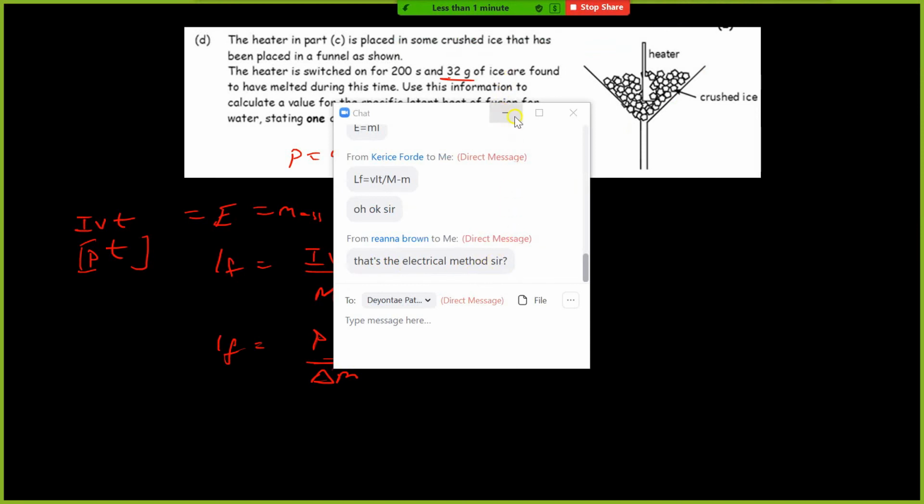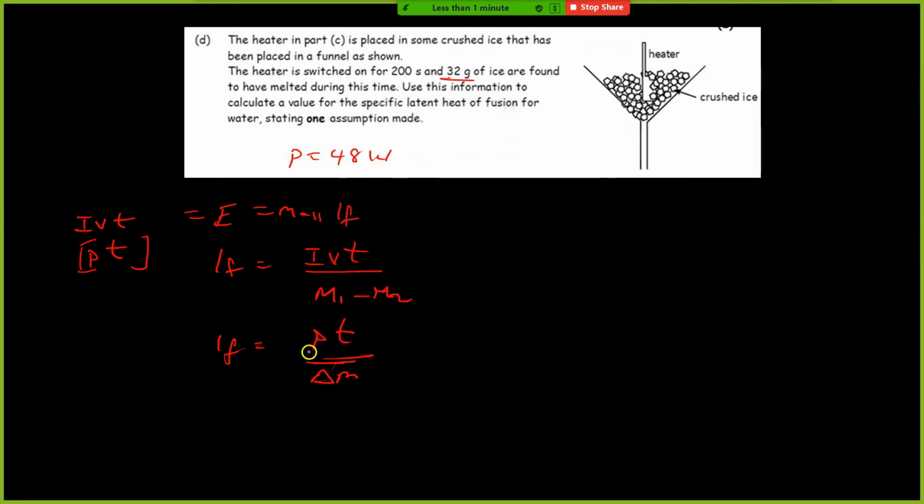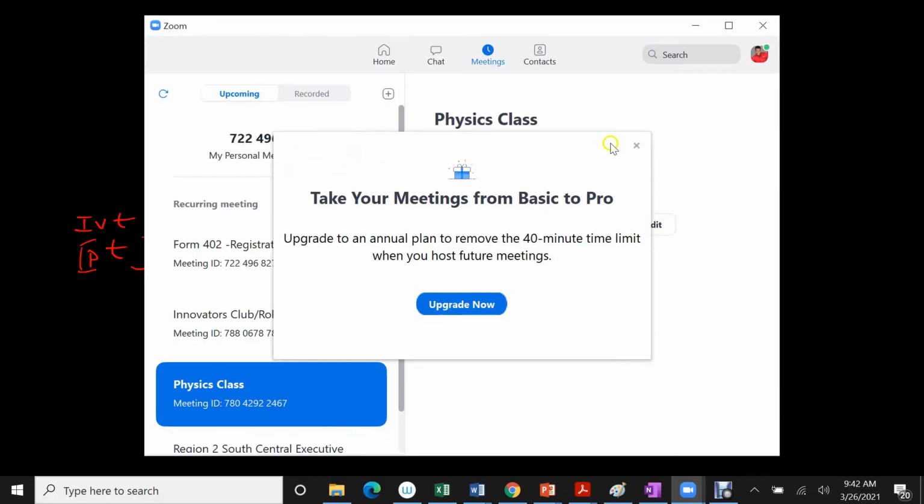It's the electrical method, definitely the electrical method. The other method, I think, is the mixed method, and that one is probably a little more complicated, involving a long list of equations. So this one is somewhat more simplified. So all we do now is say, all right, power, which is 48, times the time, which is 200 seconds.